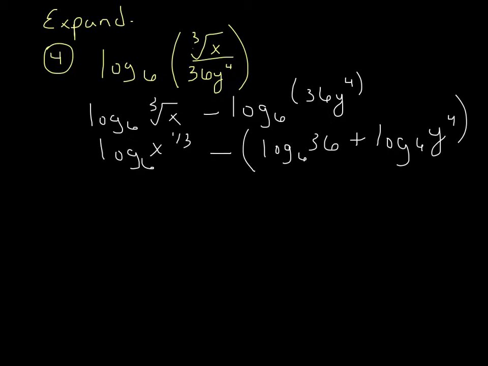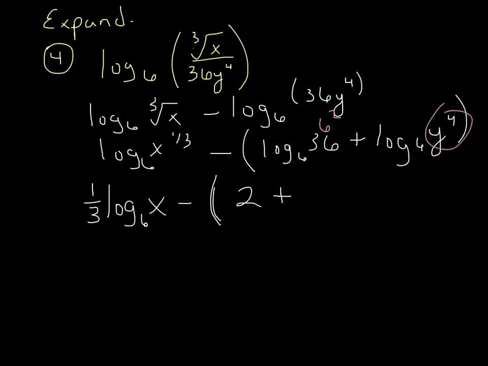Okay. So my first term is a power rule. The log base 6 of x to the 1/3 is 1/3 times the log base 6 of x. So that's simplified as far as we can go. Okay. Minus, and I've got to keep parentheses here because I'm subtracting this whole thing, log base 6 of 36. Well, 36 is the same thing as 6 to the 2nd power, so log base 6 of 36 is really 2. Plus, I've got a power rule down here on the end. I have y to the 4th power, so that becomes 4 times log base 6 of y.